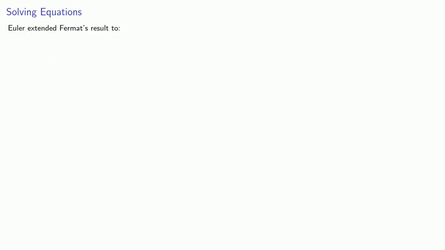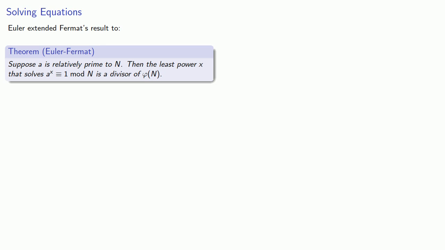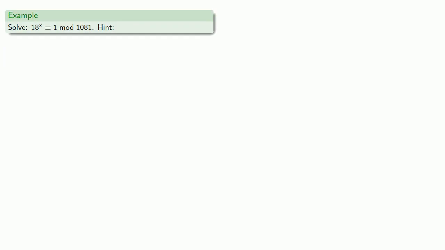The importance of the Euler phi function is that Euler extended Fermat's result to the following. Suppose a is relatively prime to n, then the least power x that solves a to the power x congruent to 1 mod n is a divisor of phi of n. So, for example, suppose we want to solve 18 to the power x congruent to 1 mod 1081. And we'll take a hint here that 1081 is 23 times 47. So the least solution will be a divisor of phi of 1081.